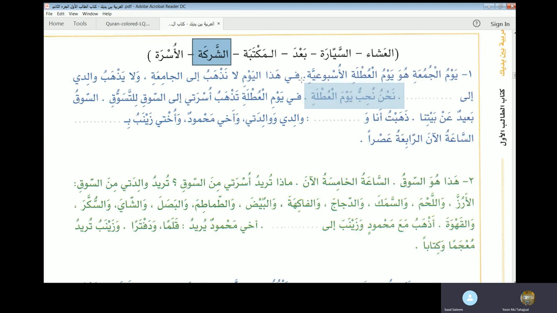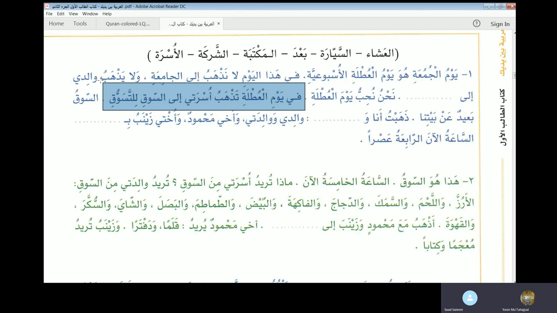Nahnu nuhibu yawm al-utla. We like holidays. في يوم العطلات تذهب الأسرة إلى السوق للتسوق. Okay. In the holiday, the family goes to the market for shopping.